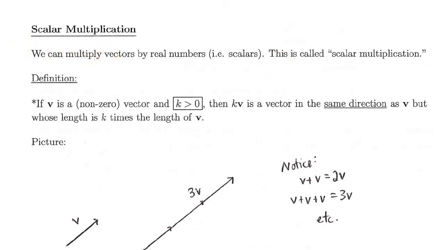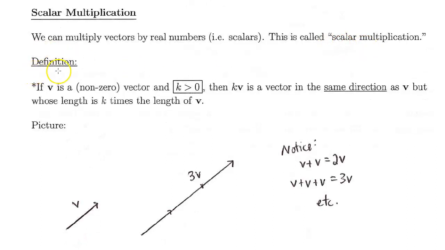Okay, now scalar multiplication. We can multiply vectors by real numbers, which are called scalars. So if you hear the word scalar, it's just talking about a number as opposed to a vector. And this is called scalar multiplication. So scalar multiplication is not when you're multiplying scalars, like 3 times 5, which is 15. That's not scalar multiplication. Scalar multiplication is when you multiply a scalar times a vector, a number times a vector. So how do we do this?